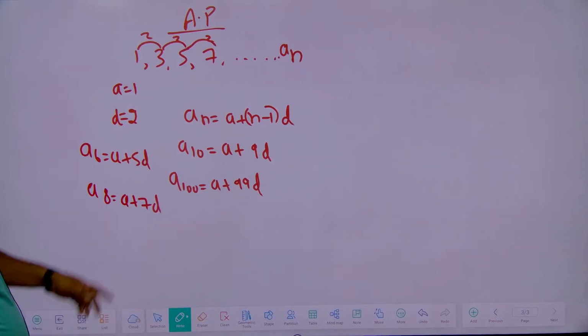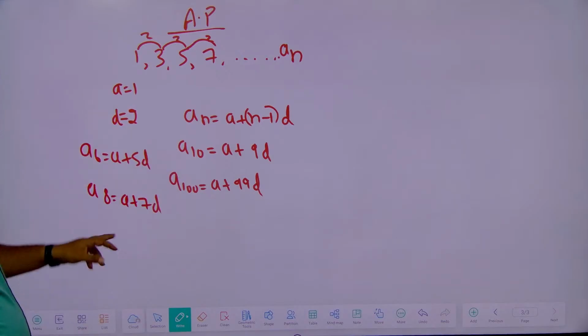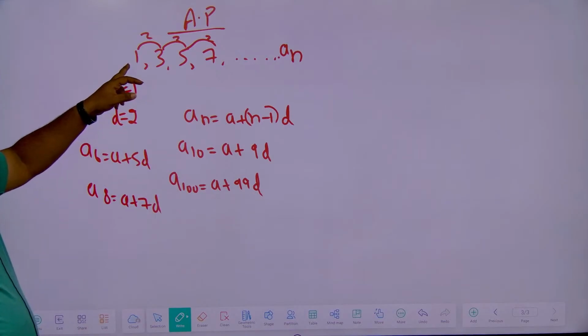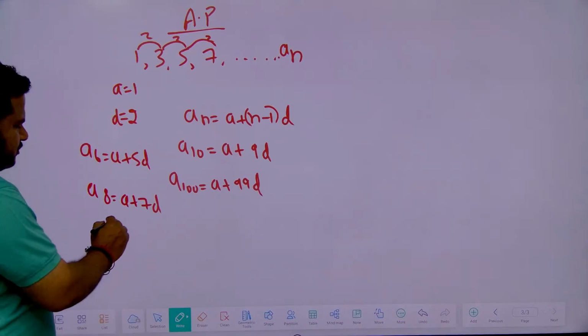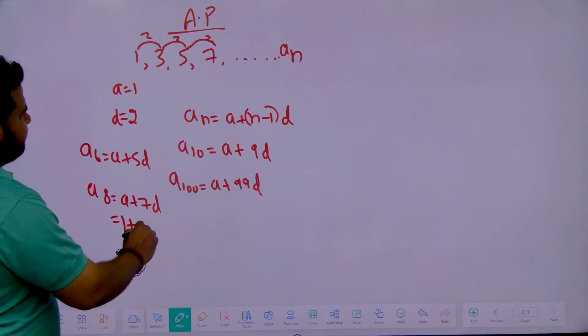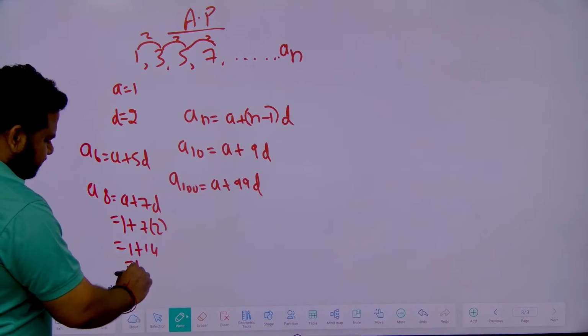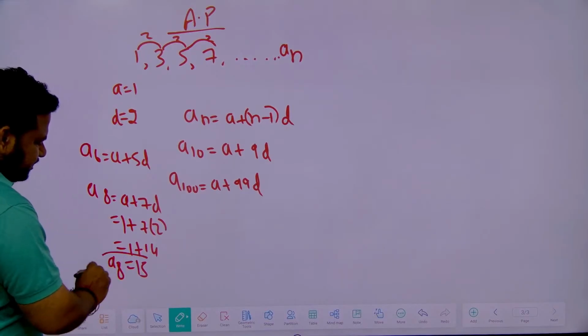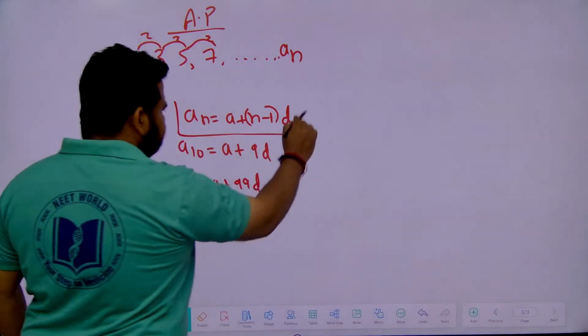So in this question, if I want A8, what is A here? 1. D is what here? 2. So easily I can put the values. A will be 1, D is 2, so 7 into 2 is 14. 1 plus 14 will be 15. So A8 will be 15. Understood? Just by using this formula we can find it out. So this formula is important.